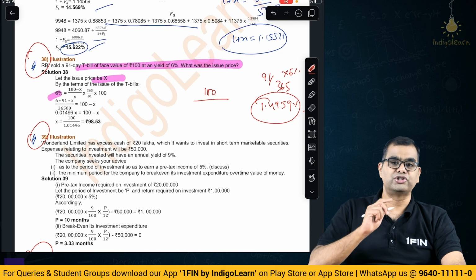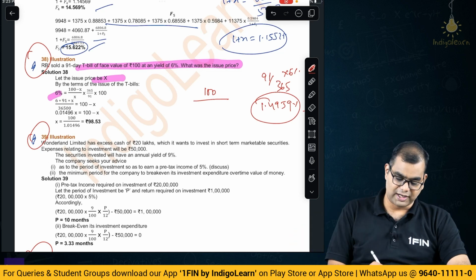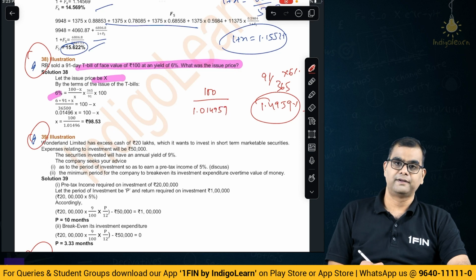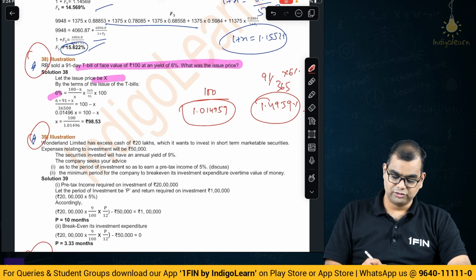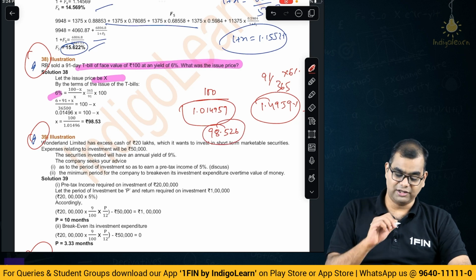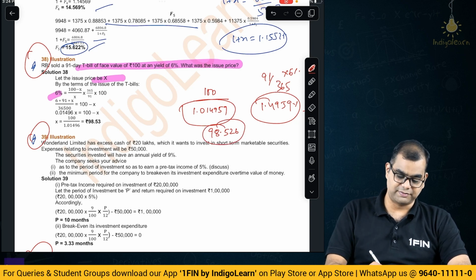So, what is the original loan? So, what you do is 100 divided by 1.014959 will give you the loan value. So, I will put this as the denominator, and 100 divided by 1.014959, you will get 98.526 or 53, right, 526. This is the value.